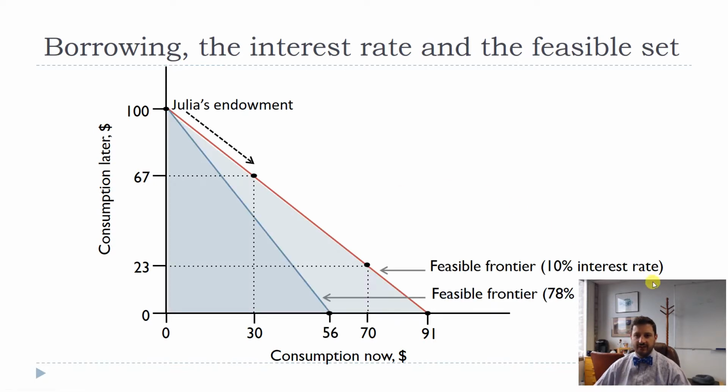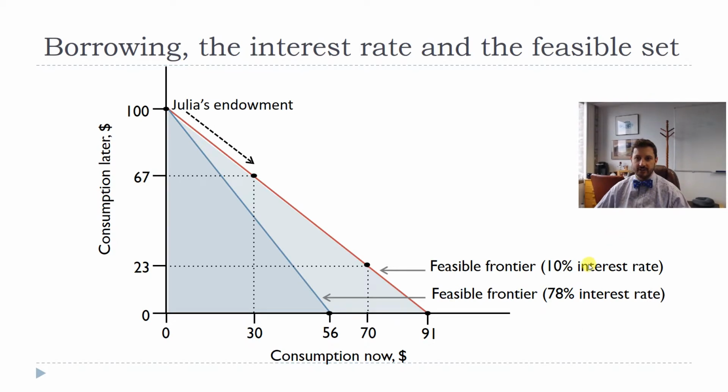Now, if the interest rate is much higher, for example, if the interest rate is 78%, then she's not going to be able to borrow as much because she won't be able to pay it back, right? So the maximum amount she could borrow today, if the interest rate is 78%, is $56. And so you can see that her feasible frontier shrinks when the interest rate goes up.